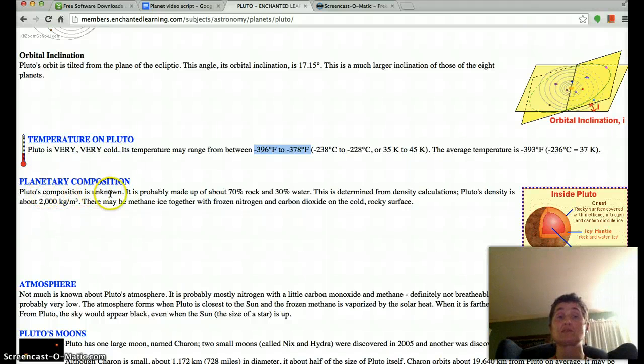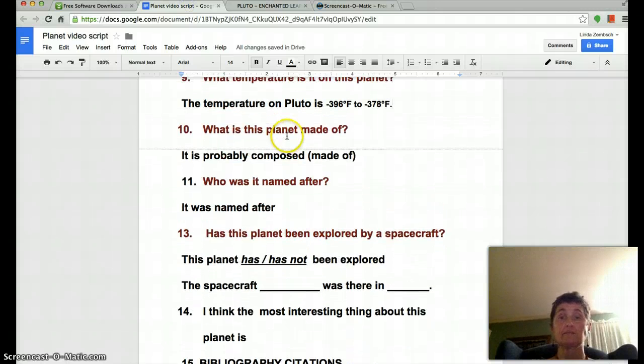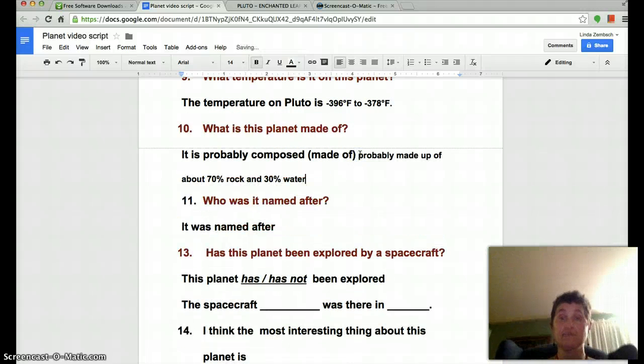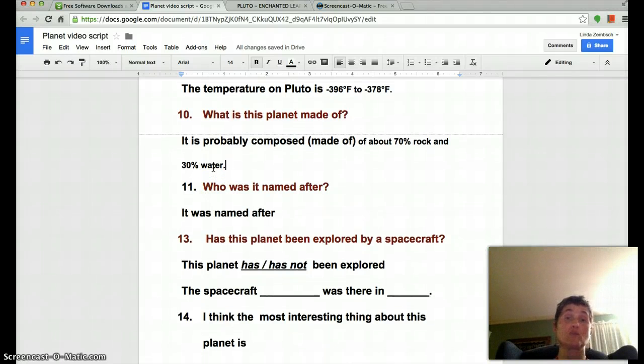So it says Pluto's composition is unknown, because nobody's been there. But the guess is it is probably made up of 70% rock and 30% water. So I'm going to copy that and paste it here. So it's probably composed of about 70% rock and 30% water, which would be ice if it's in that cold environment.